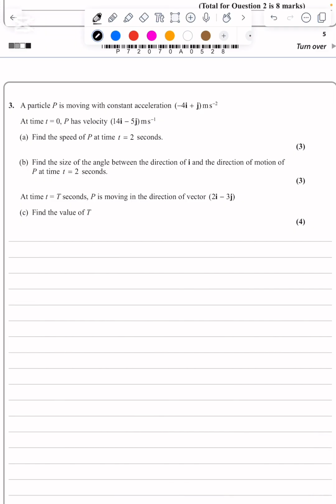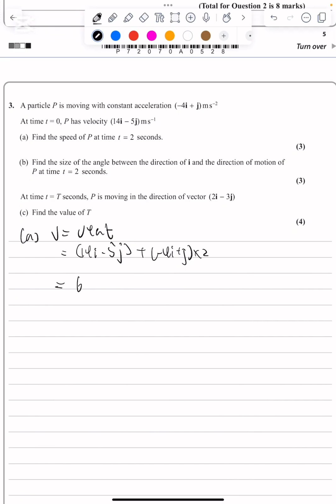Vectors. Okay. v equals u plus at equals 14i minus 5j plus negative 4i plus j times 2. Then that would equal 6i minus 3j.